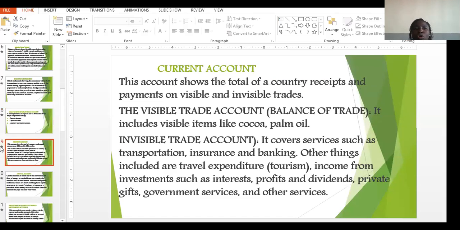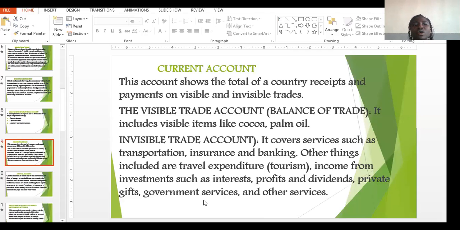The current account shows the total of a country's receipts and payments on visible and invisible trades. So you can have items and a question comes like, calculate the current account. If you are asked to calculate current account, both visible and invisible items will be included. Don't forget, this current account includes both visible and invisible trade. While for the balance of trade, are we together? We only have visible exports and visible imports and no invisible.